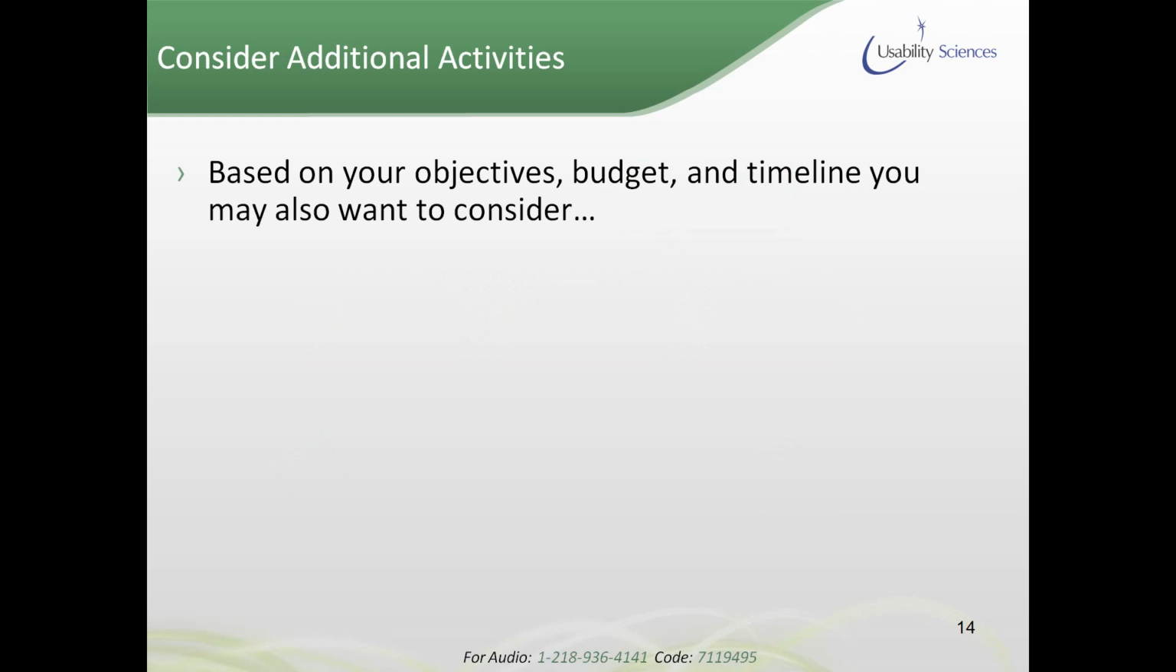But before we get there, while card sorting and tree testing give you a very rich data set and very insightful information to help you evaluate your site's taxonomy, there are certainly some other research activities that should be considered. This obviously will be based on your objectives, your budget, what timeline you have, etc. But I just want to take a moment to talk about each of these.